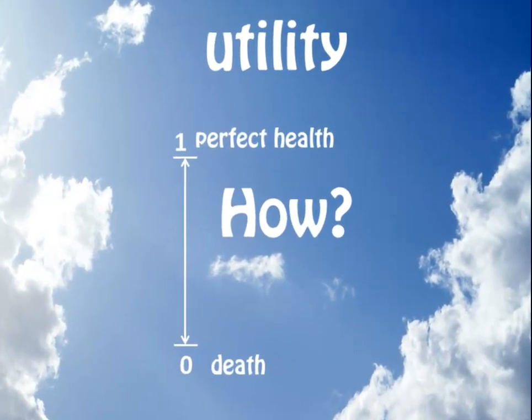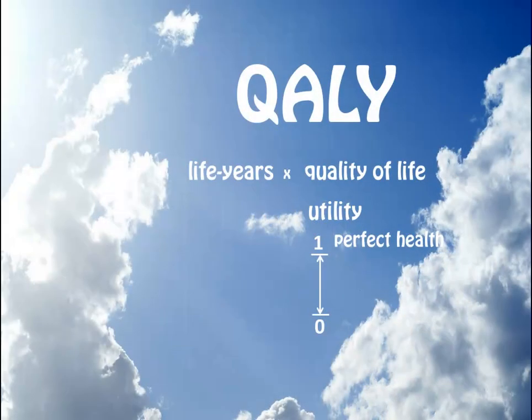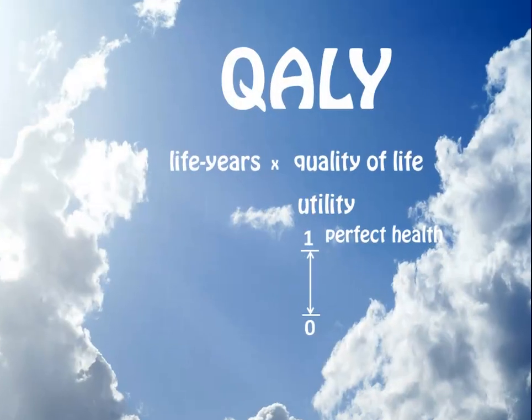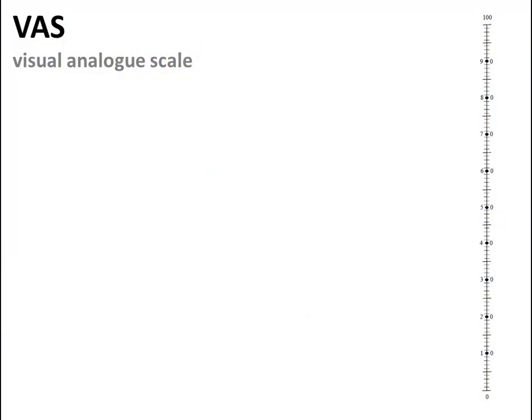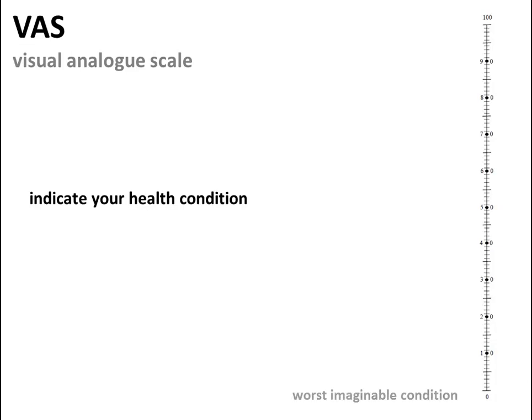Utilities represent quality of life. But how are utilities estimated? One way is to use the visual analog scale. Using this scale, the individual indicates his health condition as he experiences it on a scale ranging from 0 to 100. 0 represents worst imaginable condition and 100 best imaginable condition.